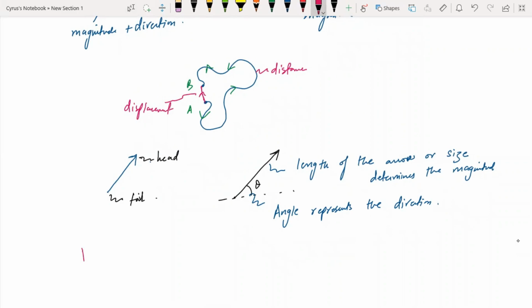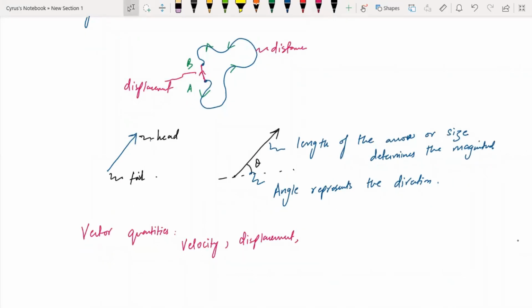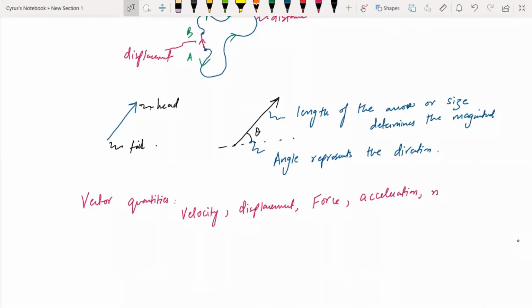I'm going to talk about the vector quantities. There are different vector quantities. Some of them you will study in AS, some of them you will study in A2. But to tell you the truth, here are the vector quantities. Velocity is a very common vector quantity. We have displacement. Any other vector quantity that you can think of? All forces are vector quantities. Force is a vector quantity. We have acceleration, which is a vector quantity. Momentum is a vector quantity. We have moment of a force.